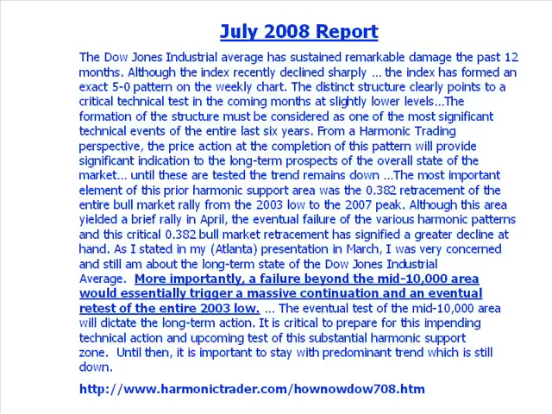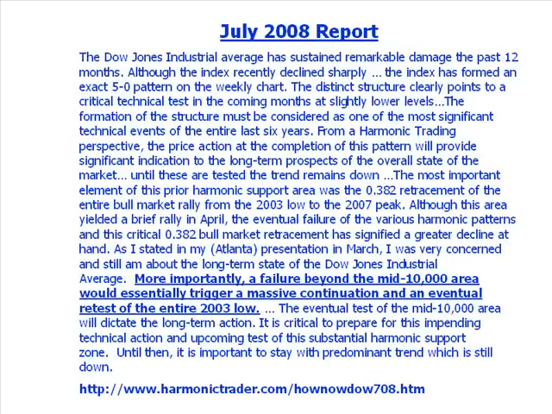And in my July 2008 report, I wrote that the Dow Jones Industrial Average has sustained remarkable damage in the past 12 months. Although the index recently declined sharply, the index has formed an exact 5-0 pattern on the weekly chart. The distinct structure clearly points to a critical technical test in the coming months at slightly lower levels.